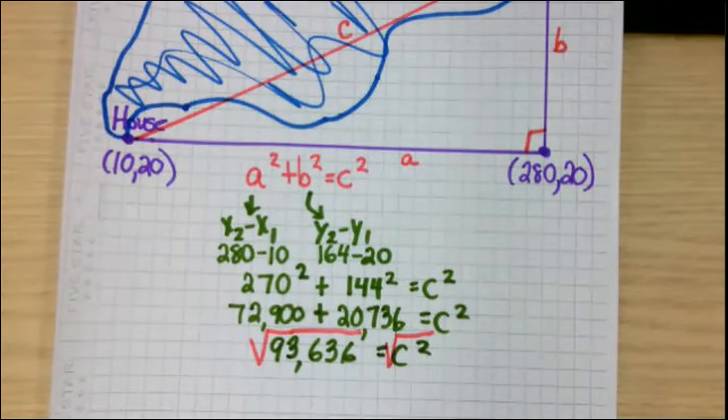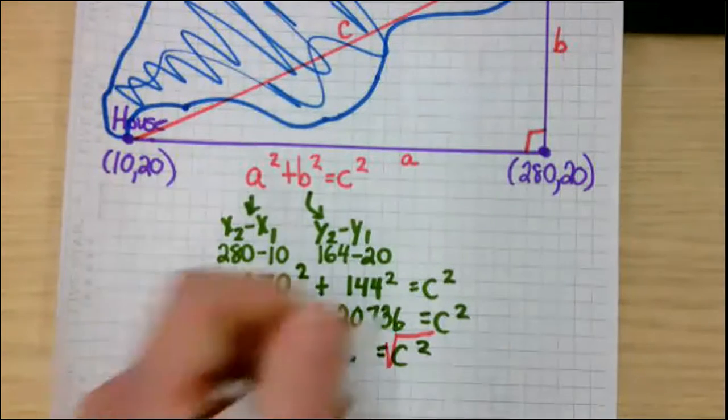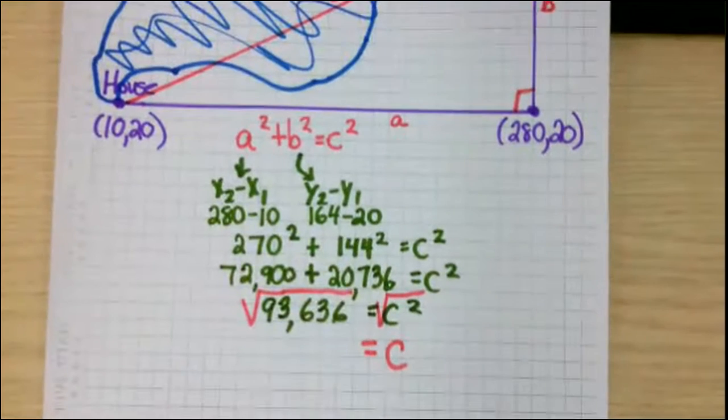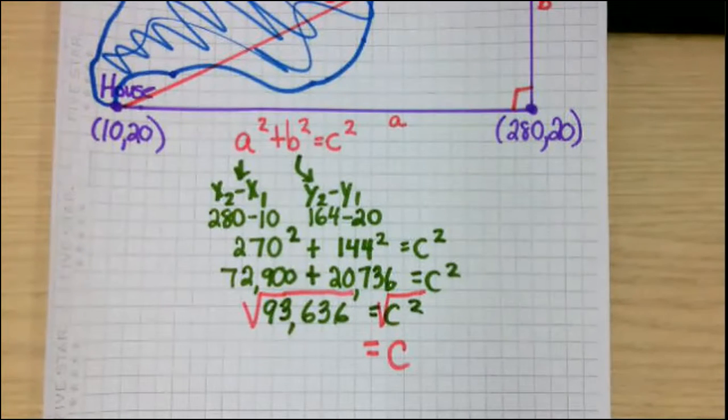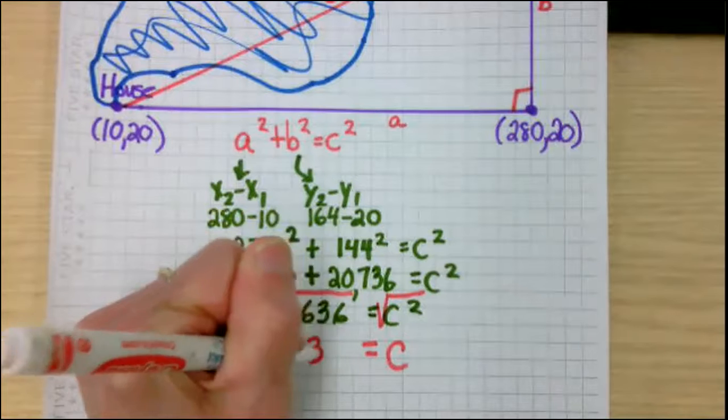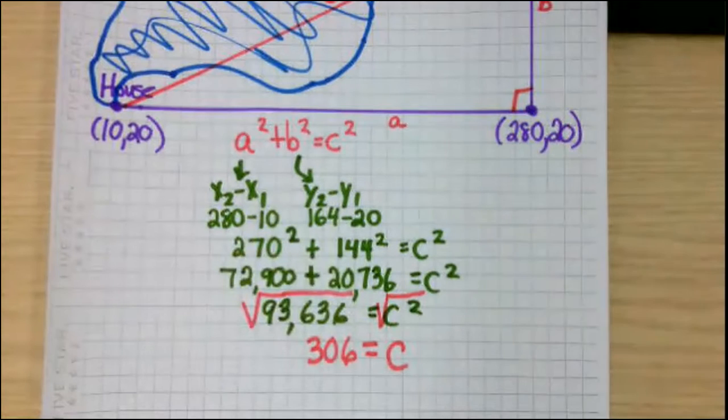That will leave us with c on this side. And what is the square root of 93,636? Well, I'm going to use my square root key on my calculator, and it gives me 306. If you had to estimate that, you'd have to go up pretty high. You could start with 300 times 300 and see where you're at and go from there. And then you'd be at 90,000. So you'd know you'd have to go up from there.